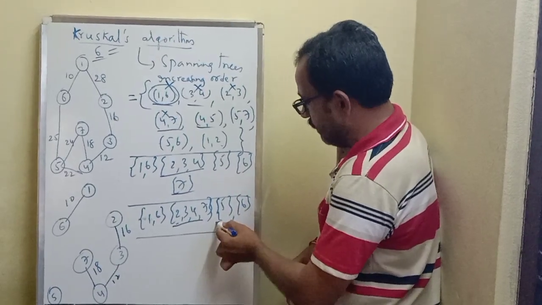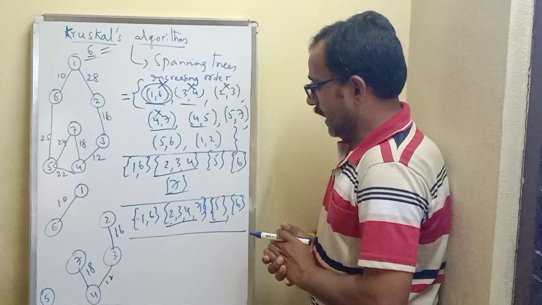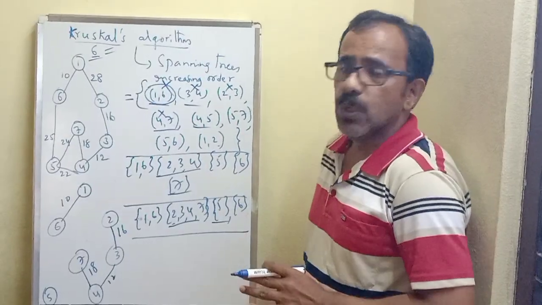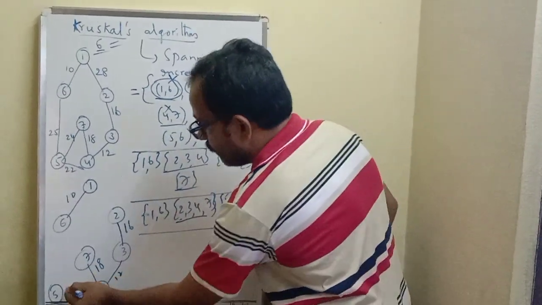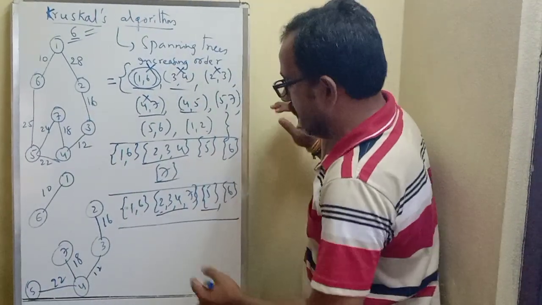What about 5? 5 is there in this set. So both belong to two different sets. Then if both are in two different sets, we can include those two vertices into the spanning tree as one edge. First connect that particular edge, then immediately update.